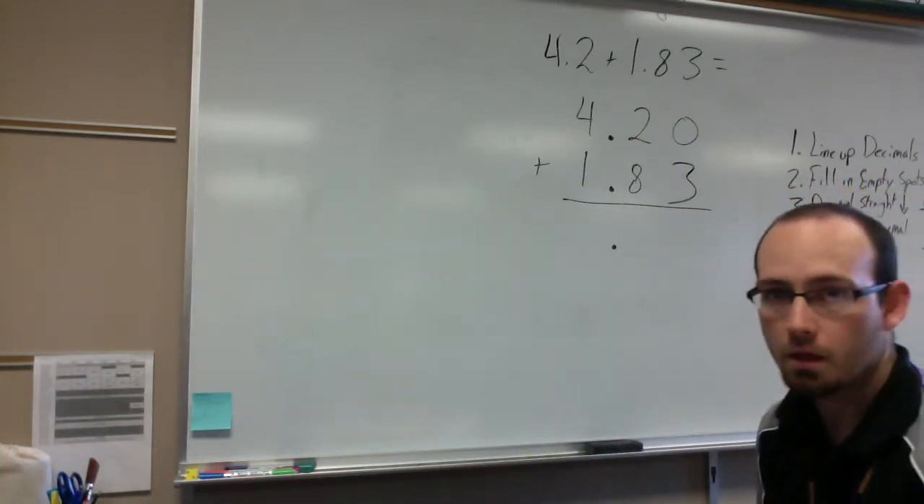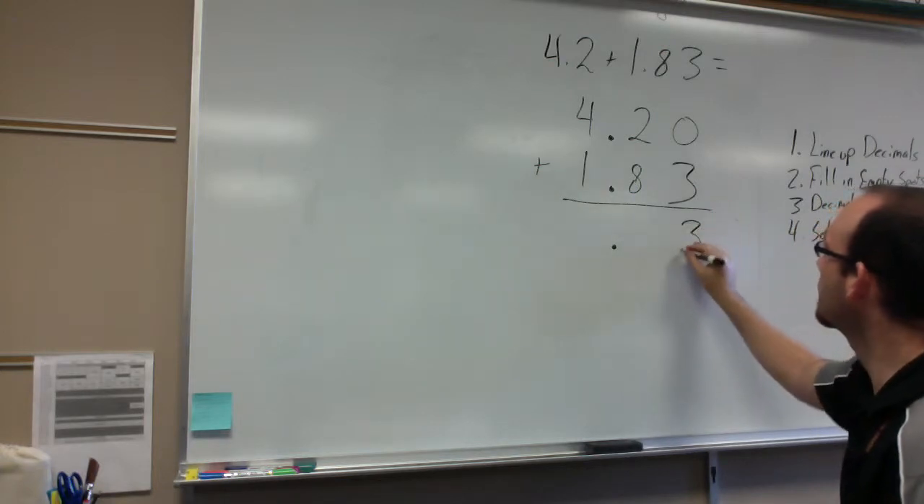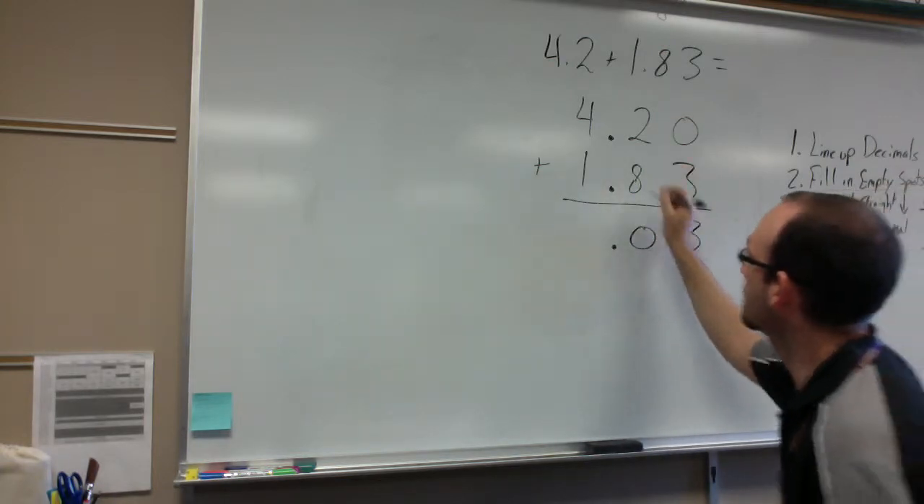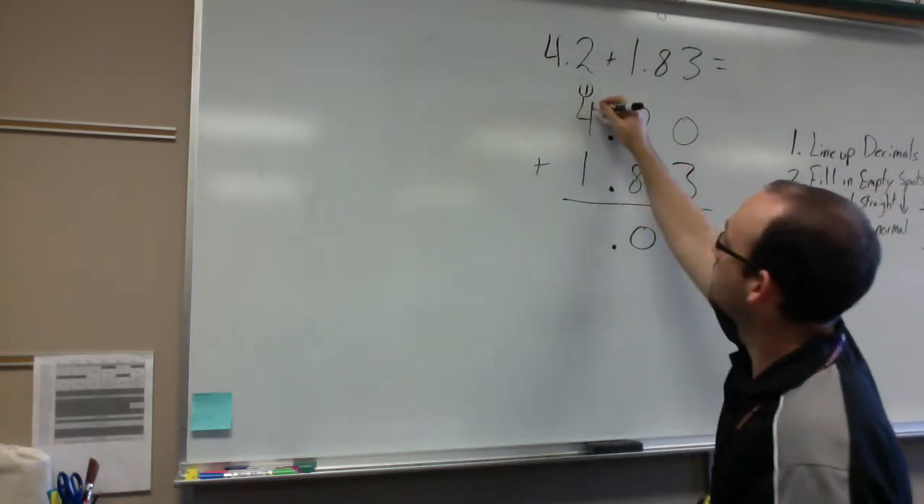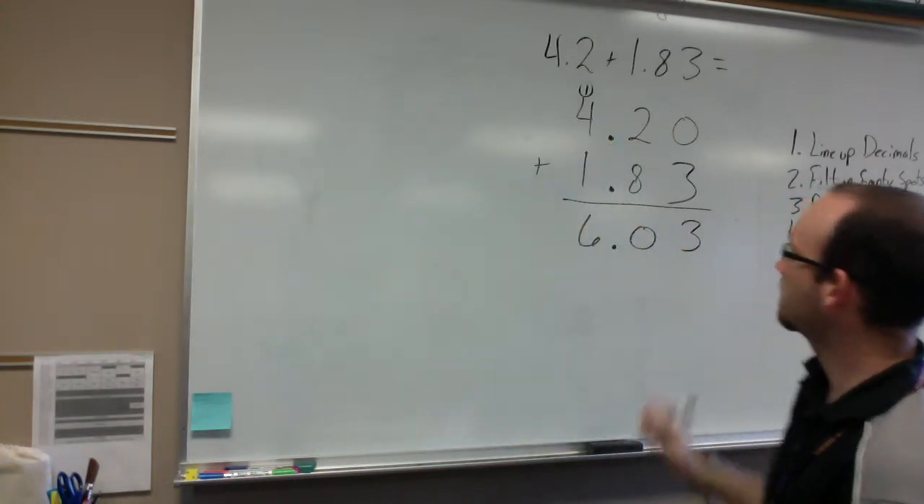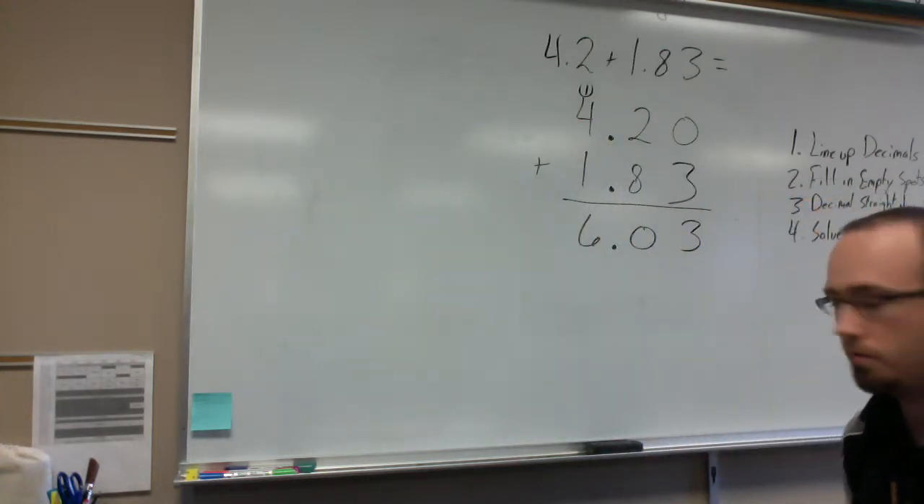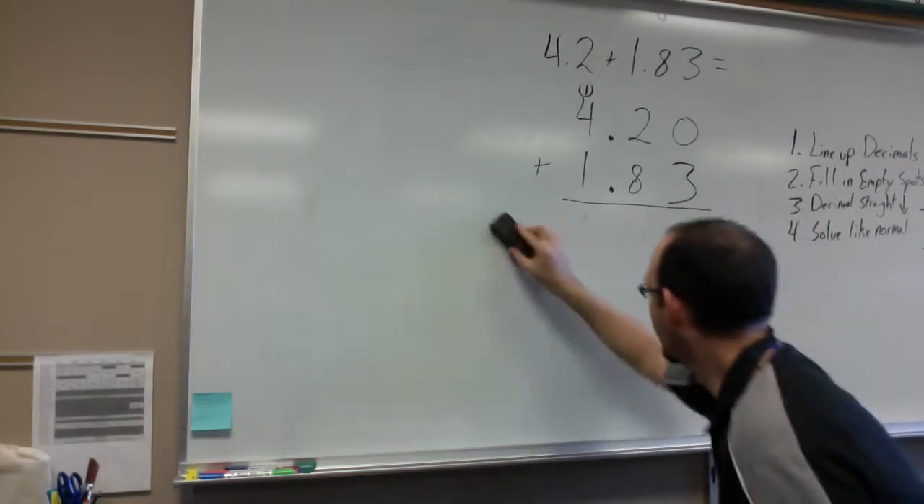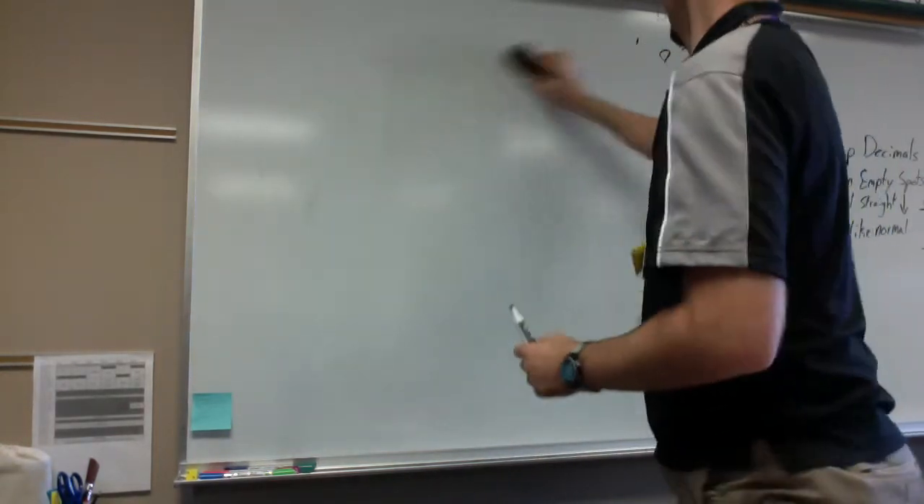Then we add like normal. 0 plus 3 is 3. 2 plus 8, well that's a 10. 1 and 4 is 5. 5 and 1 is a 6. So 6.03. Okay, we're going to use the exact same steps to do a subtraction problem.